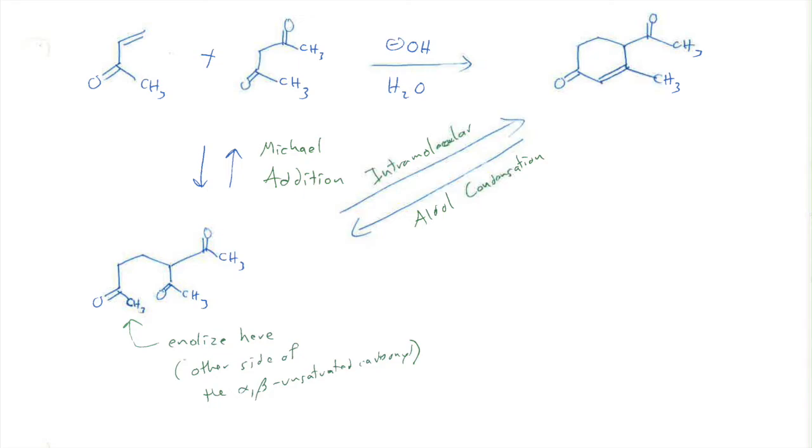The product here is a clunky one. It's got a lot going on, right? You have this new 6-membered ring, and you will always make a cyclohexenone with the Robinson annulation. So you've got the 6-membered ring, it's got an alkene in it, which is part of an alpha-beta unsaturated ketone. And then you also have this other chunk 4 carbons away on the ring, that other carbonyl.